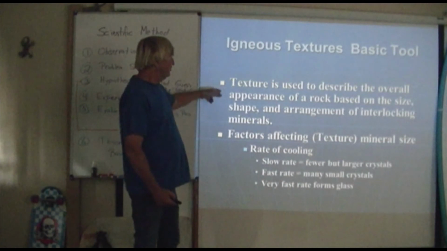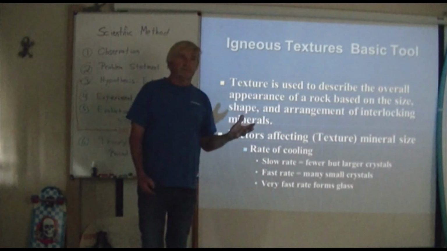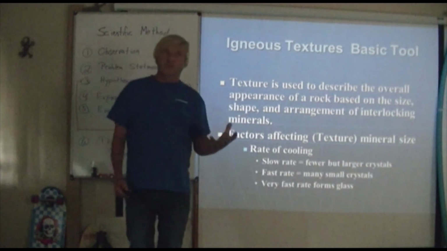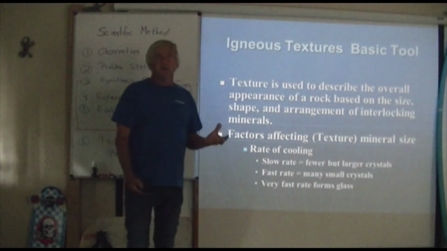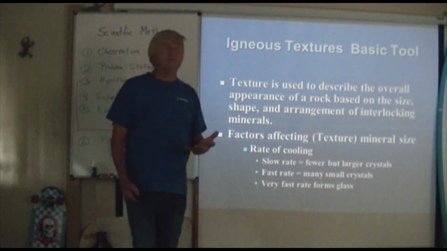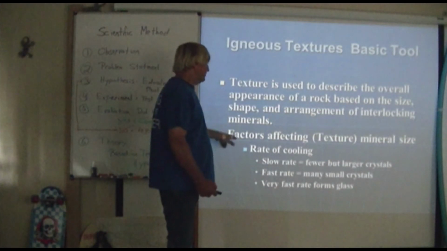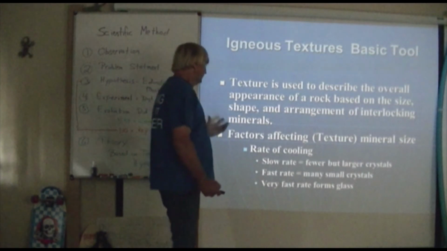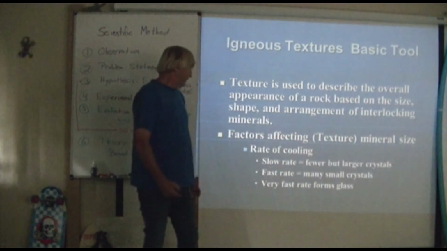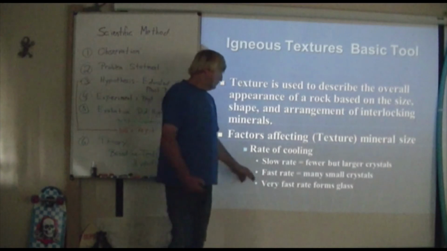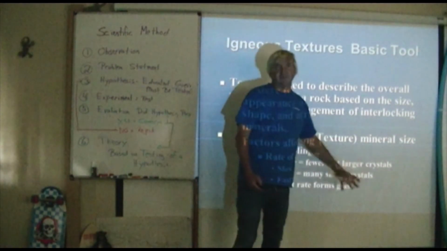So temperature is used to describe the overall conditions of the minerals as they form. High temperature minerals tend to be rich in iron. Low temperature minerals are rich in quartz. So the factors that affect the size of the minerals are basically the rate at which they cool. And so if they cool very slowly, you can have very few but very large crystals. So that's very, very slow.